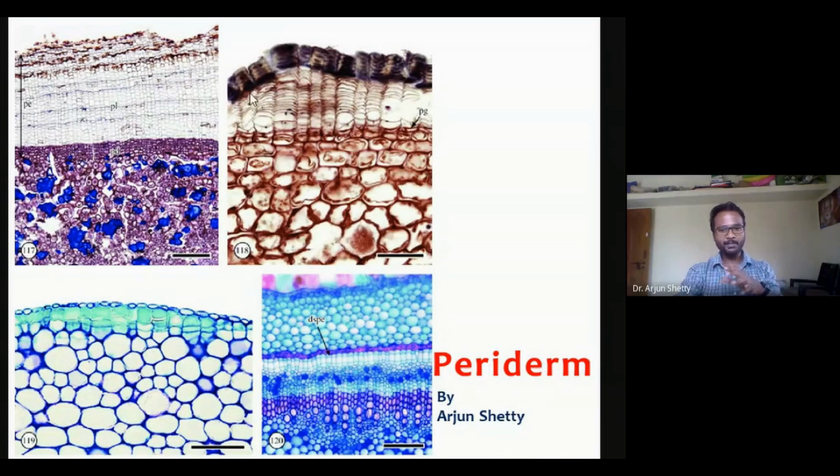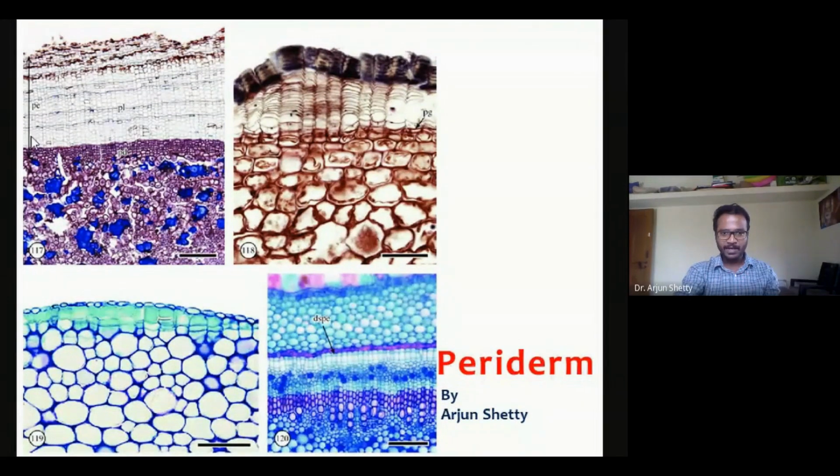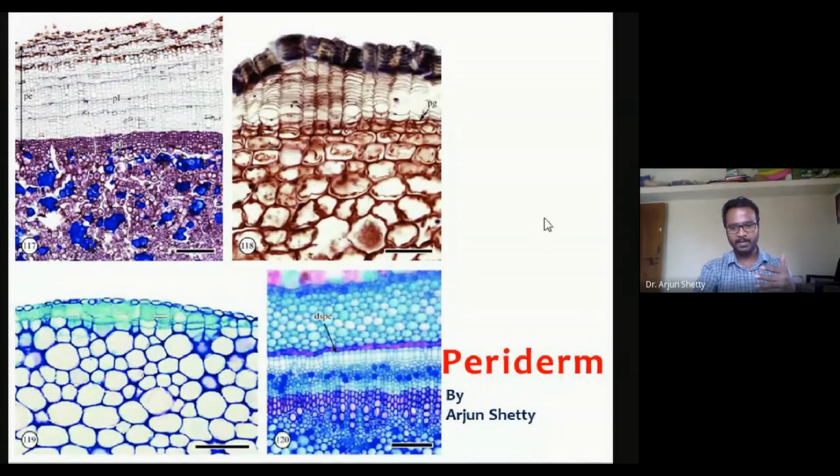These are some of the anatomical details of a periderm drawn from different plants. So this is the phellum, and this complete region is the phellogen. Periderm broadly, we will go to the next slide and show that.